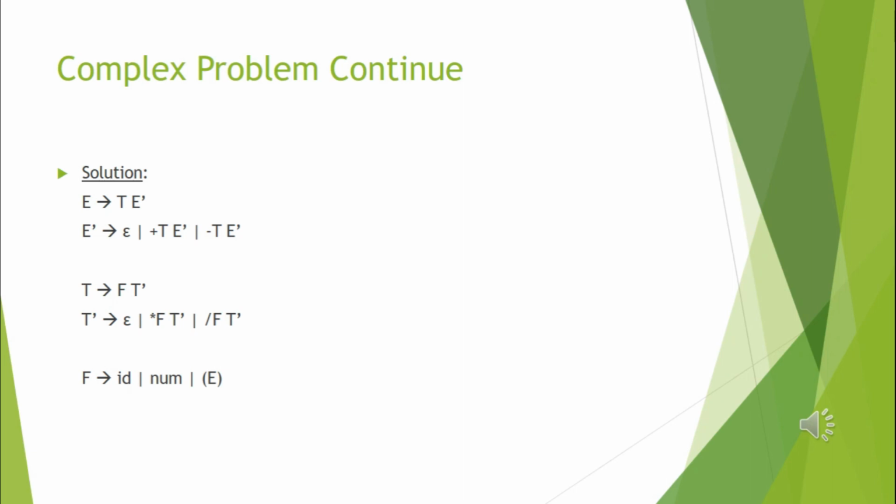Here we have also removed the left recursion from the grammar, from T, and also we have removed it from E. So finally, as we know that there is no left recursion in F, we can put it as it is. F goes to ID, num, or expression.